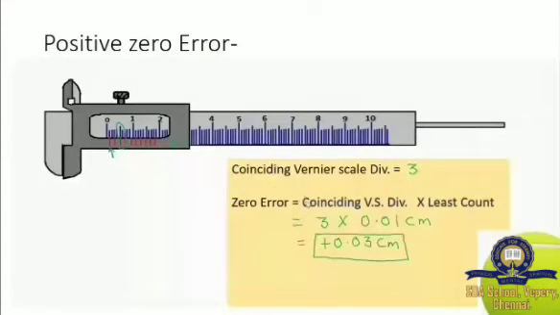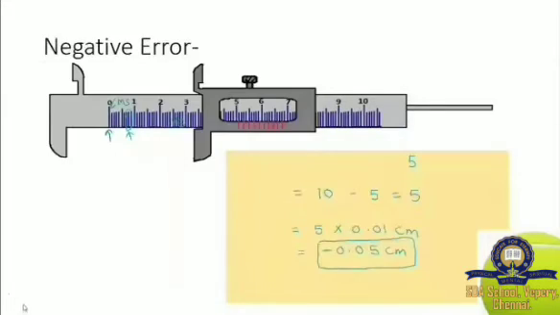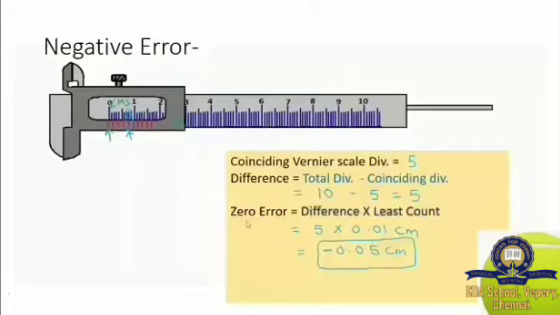Please note here, when we find positive zero error, we directly multiply the coinciding vernier scale division by the least count. But when we are finding negative zero error, first we find the coinciding vernier scale division, then we find the difference and then multiply this difference by the least count. So there is a little difference between the calculations. You need to keep this in your mind.